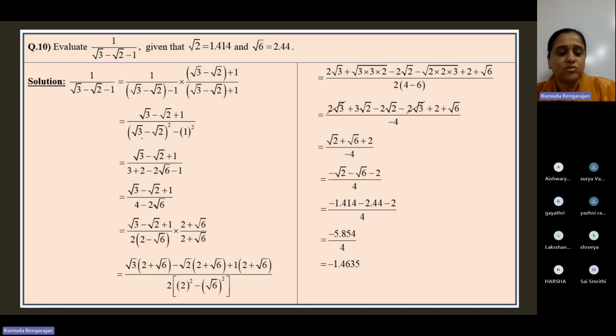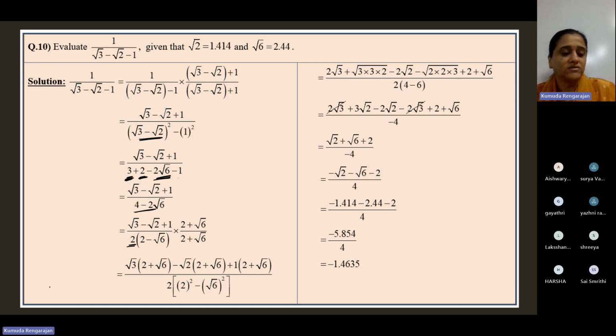Then you'll have to expand this one: root 3 minus root 2 the whole square, like A minus B the whole square. So it's A square plus B square minus 2AB, minus 1. On simplifying this, you get 4 minus 2 root 6. You can take out 2 common, so you get 2 minus root 6.